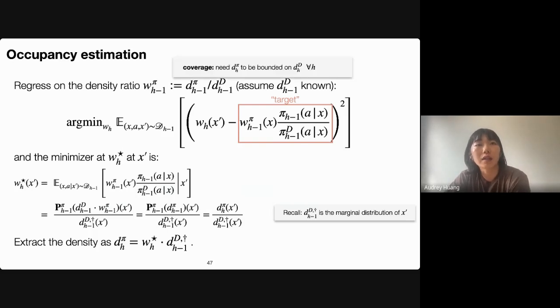And lastly, I want to point out that this objective alludes to a kind of coverage condition we need to make regression work, which is that in order for this density ratio to be well defined, we're going to need d_h^pi to be bounded on d_h for all levels, since we'll call this function recursively.